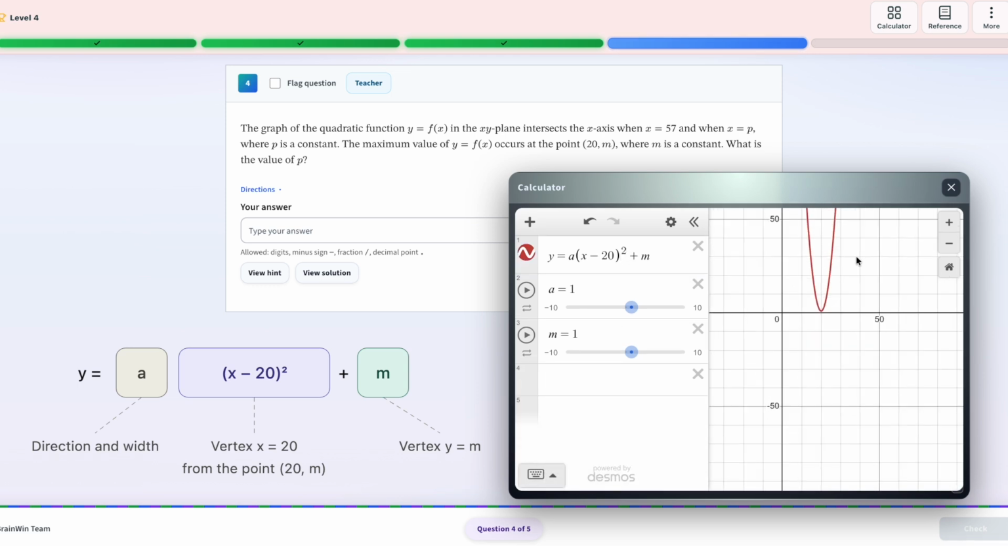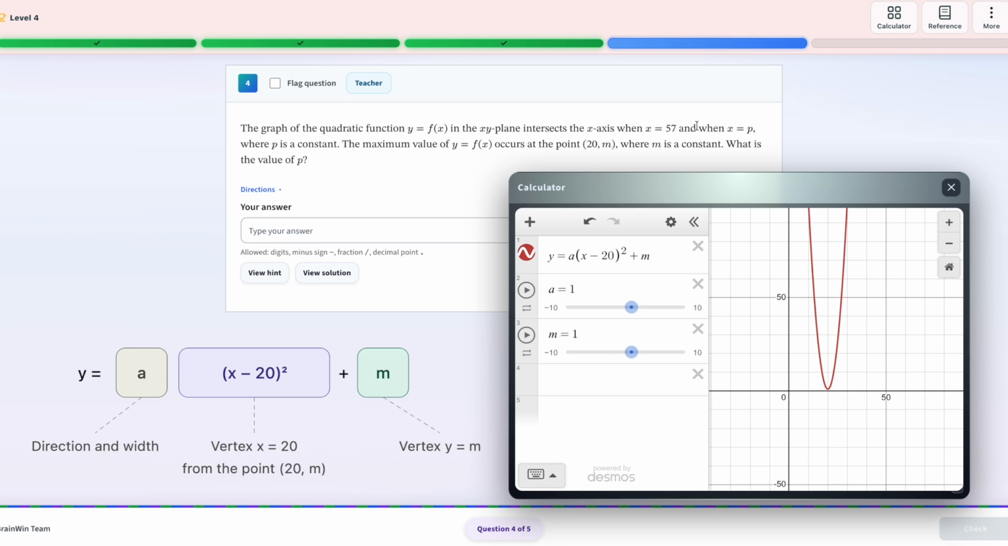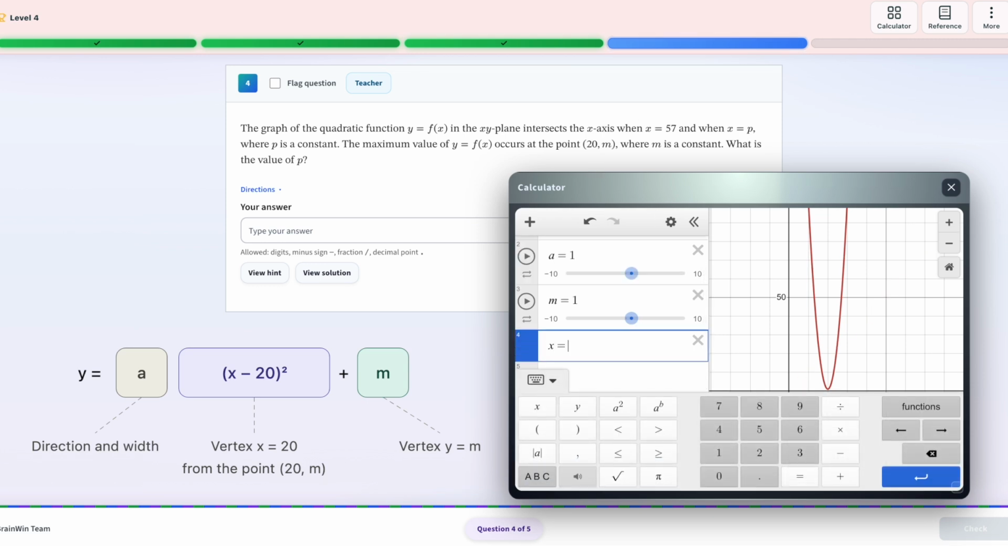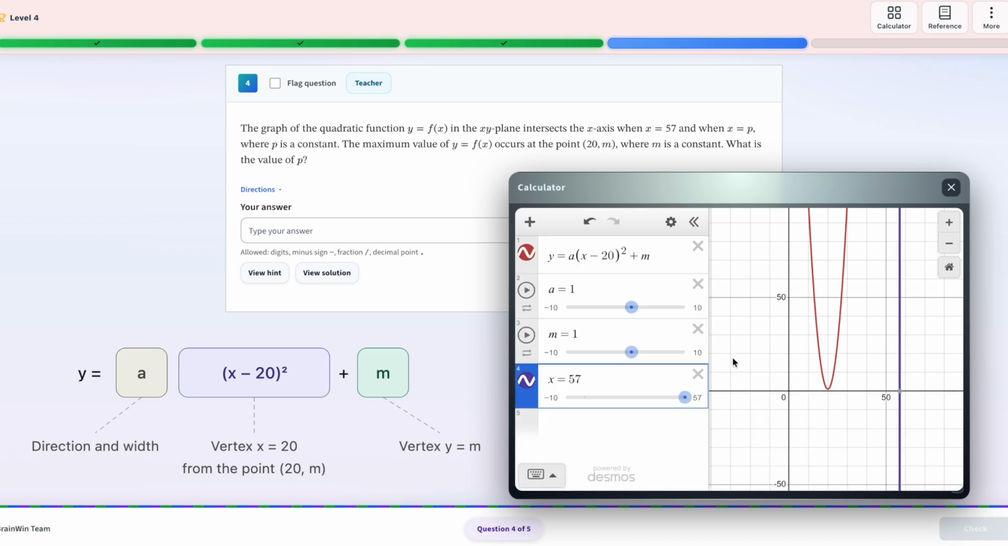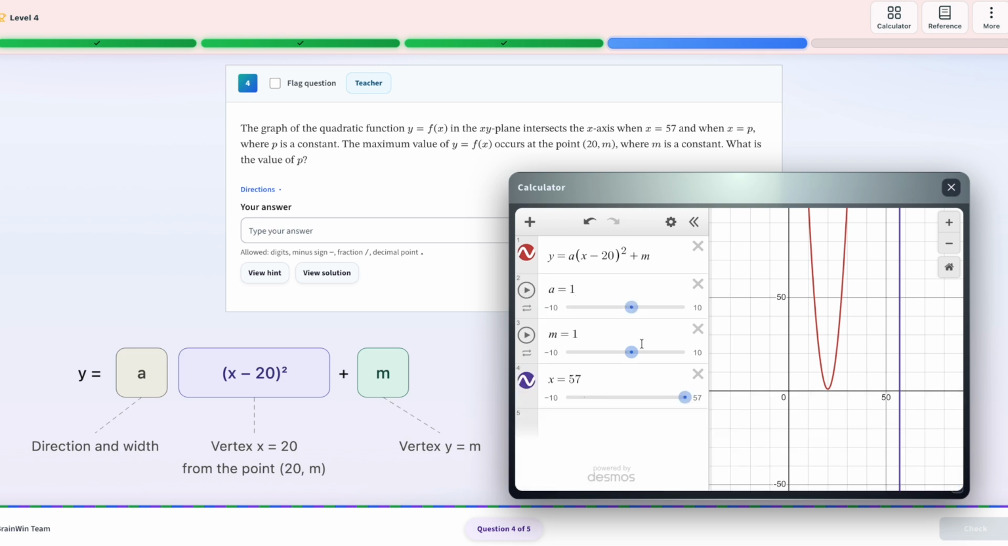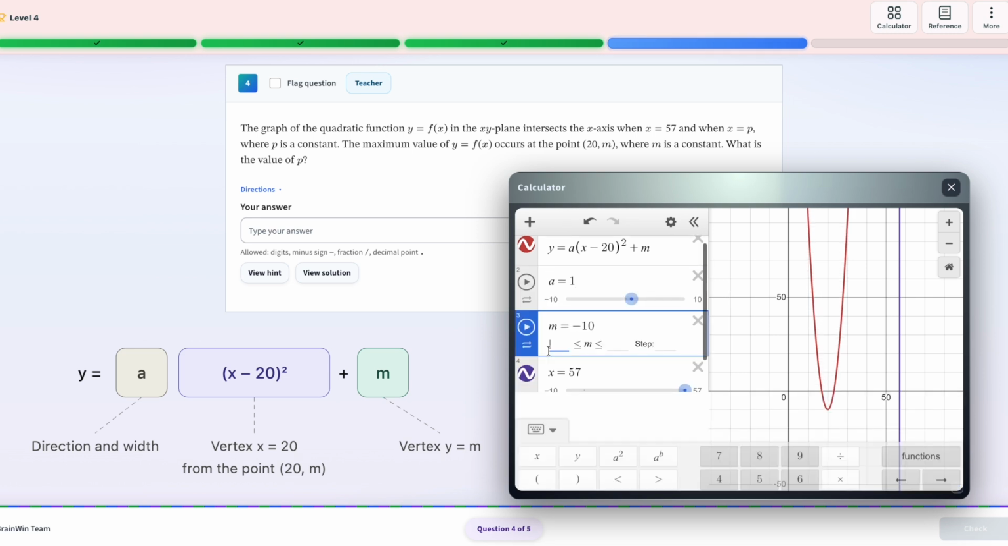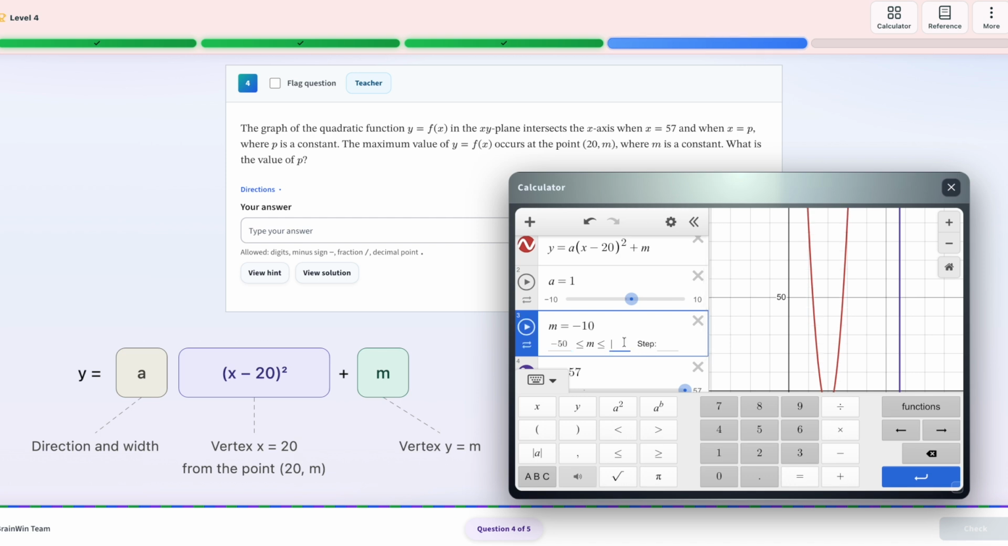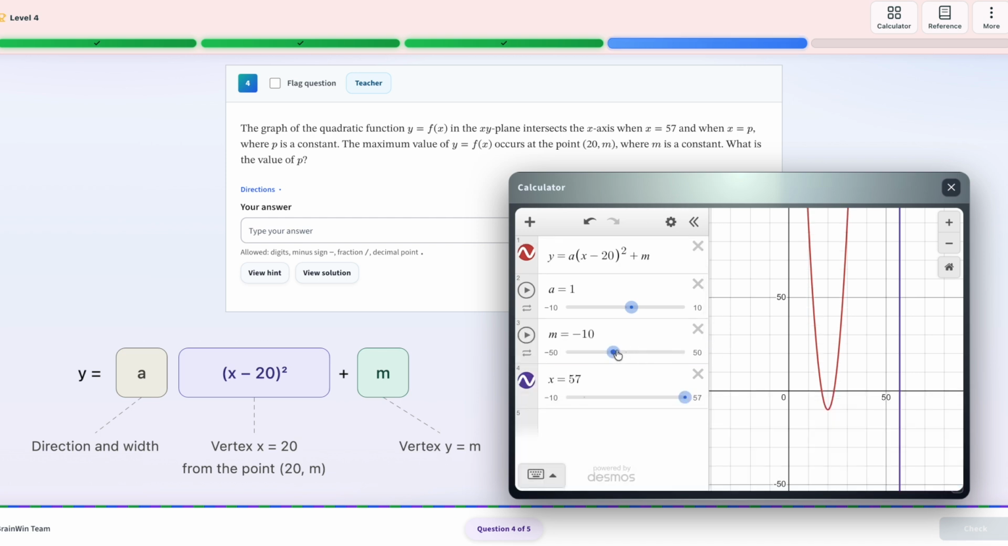Desmos will offer to create sliders for a and m, and we're going to accept that. We're going to click to add both. Then we're going to add one more line, x equals 57, so we have a vertical line marking the root we already know. Now the goal is to drag the m slider until the parabola actually crosses the x-axis right where the vertical line is, when x equals 57.